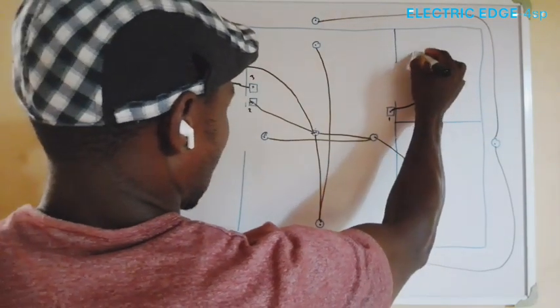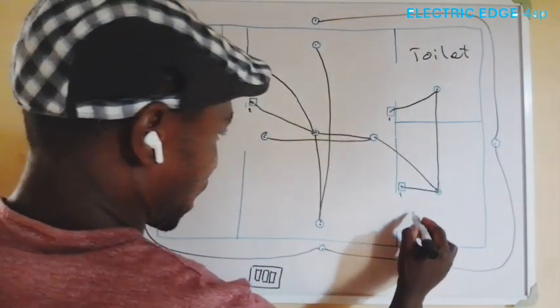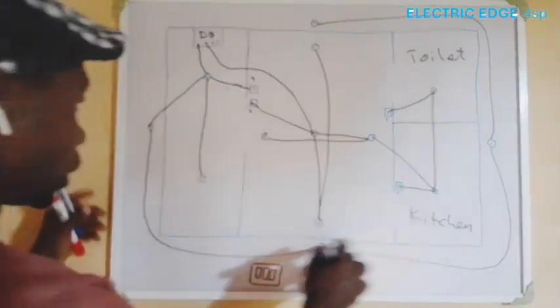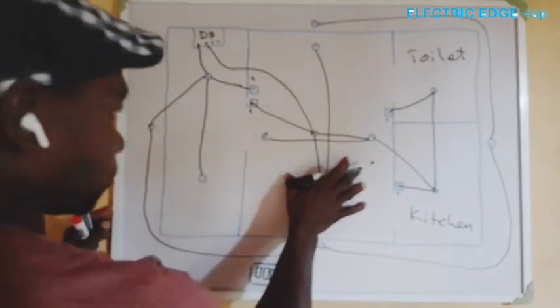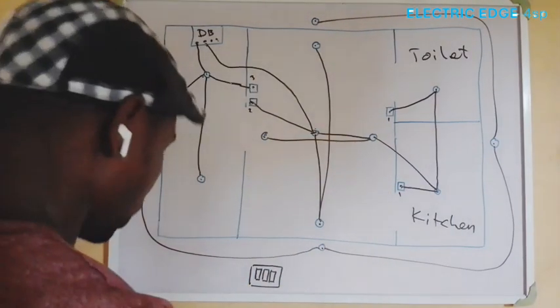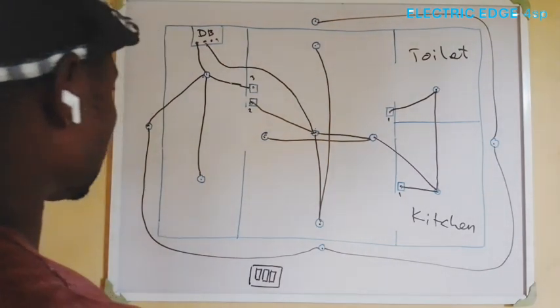This one is toilet. This is our kitchen. So this one is our sit out. This one is the bedroom. So let's go straight to the demonstration without much time being wasted.